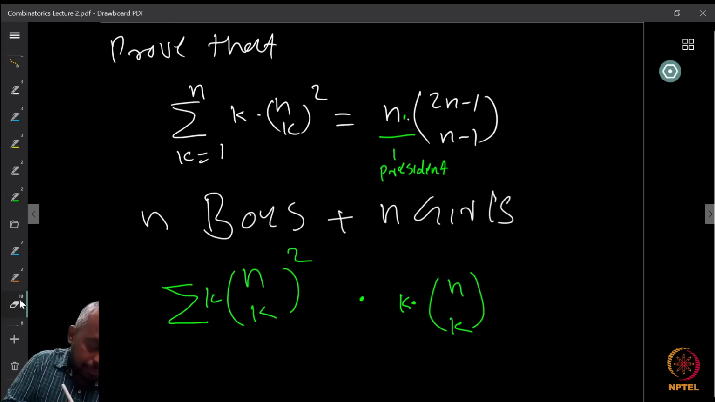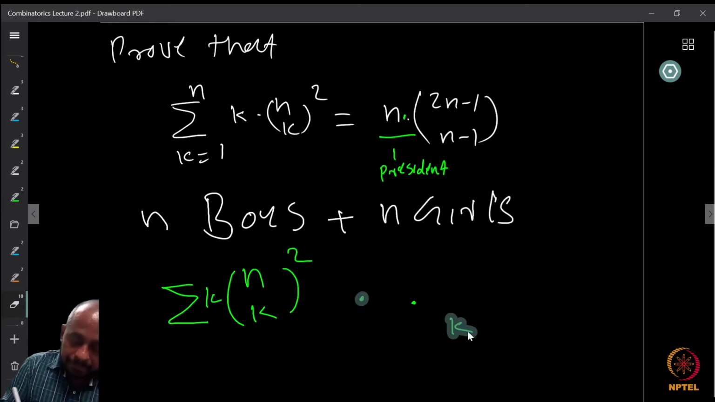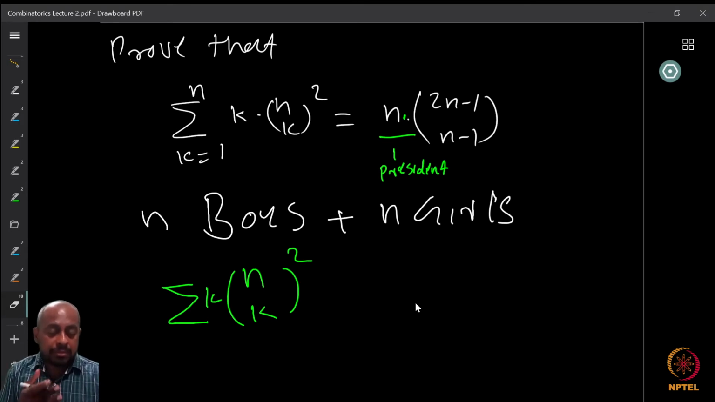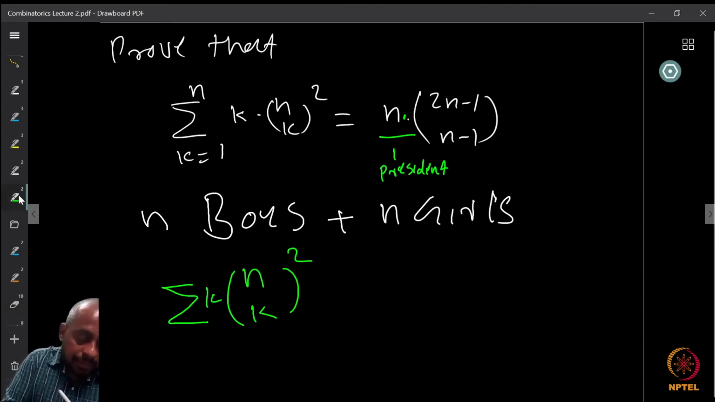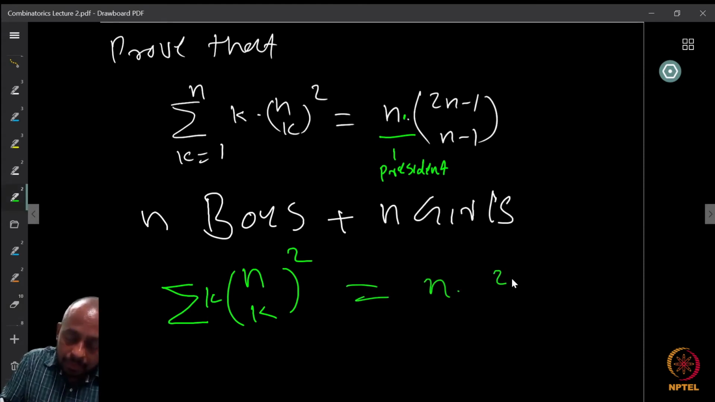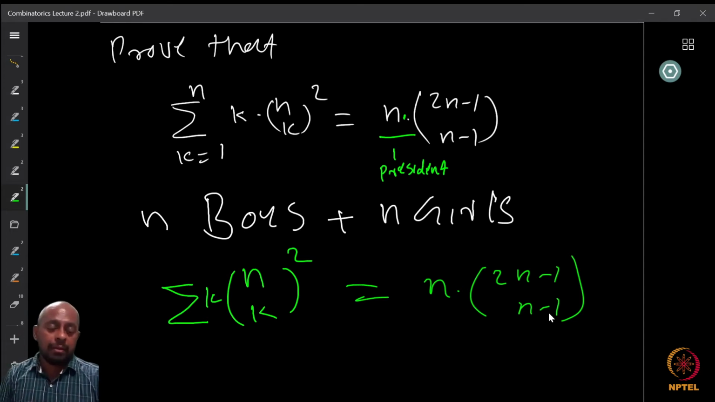Okay, I should erase this, right? But now this is all possible ways it can happen that there is a lady president and the remaining members were chosen. And all of them appear here. So therefore, these two quantities must be equal. So that is why we have the equality. This is equal to n into 2n minus 1 choose n minus 1. So what we counted on the right is precisely what we counted on the left. So therefore, they must be equal. So this is another combinatorial proof.